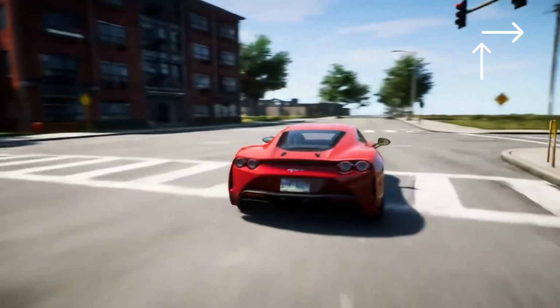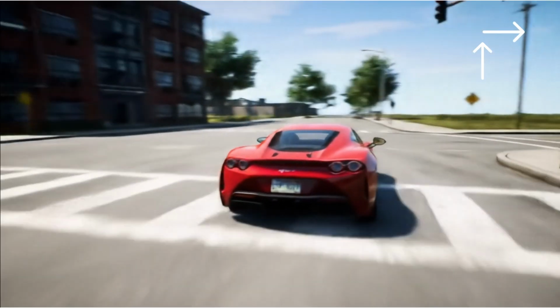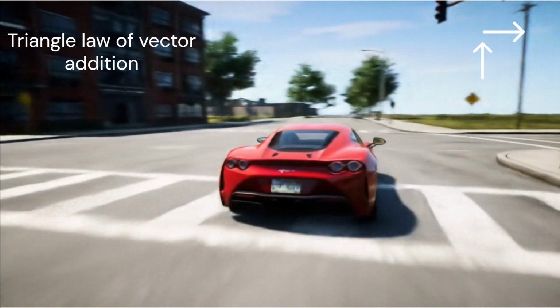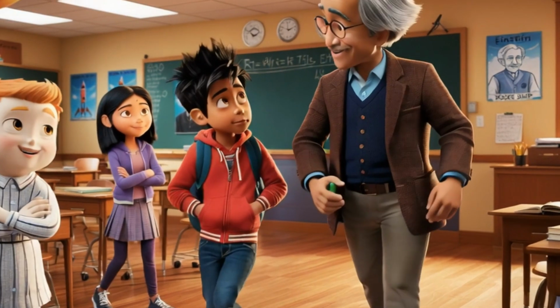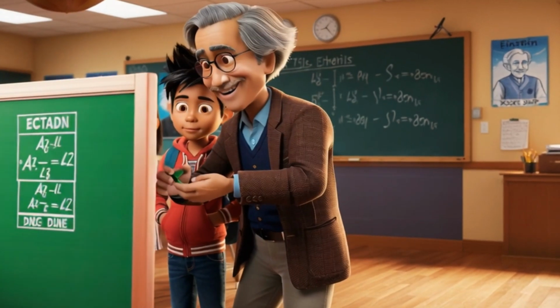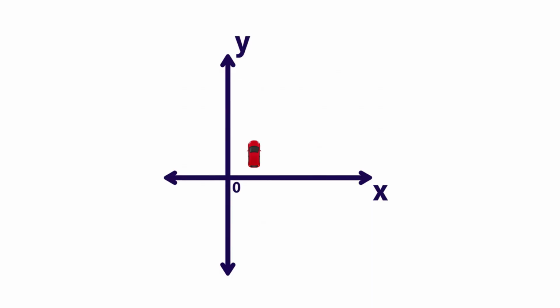We can find the total displacement of the car from the starting point using a principle called the triangle law of vector addition. To understand this more clearly, let's visualize this on a graph. Initially, the car moves 5 meters north. Graphically, let this vector be called A. Then, it makes a right turn and moves an additional 2 meters due east.